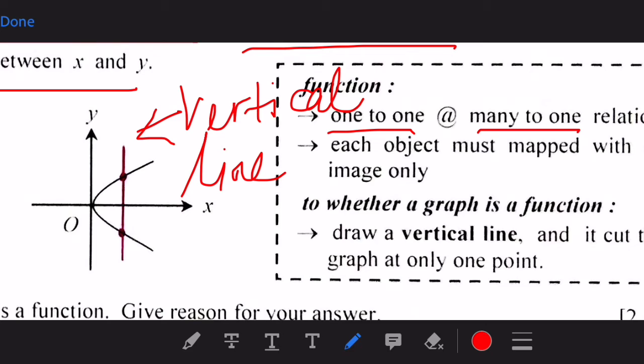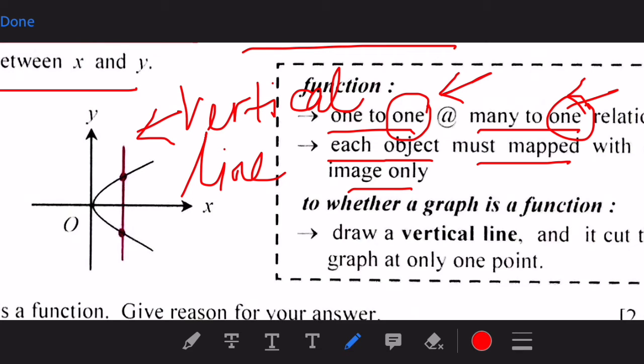Whereby you notice that y is just one. x can be many, can be one. Meaning that each object must be mapped to an image. So that means you must make sure you have one image. For a graph, image means y. So in short, we say we have one y value. So we draw a vertical line and it cuts the graph at only one point. You see, it cuts the graph at only one point. Draw a vertical line to check whether the graph is a function or not.